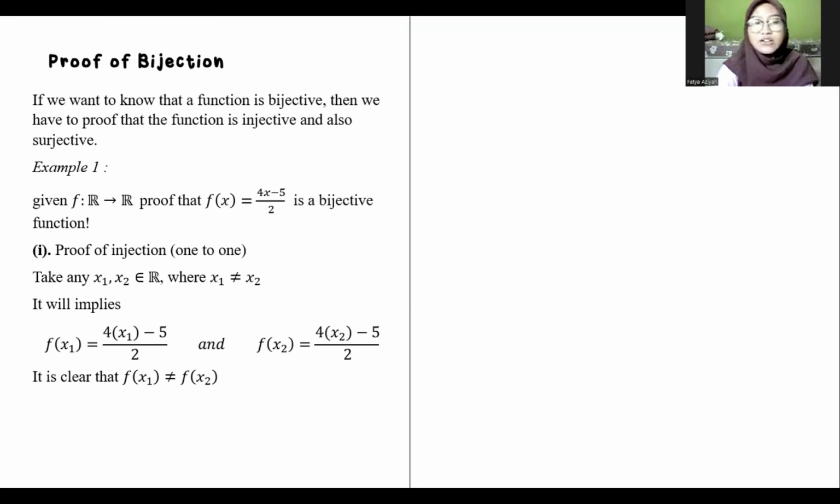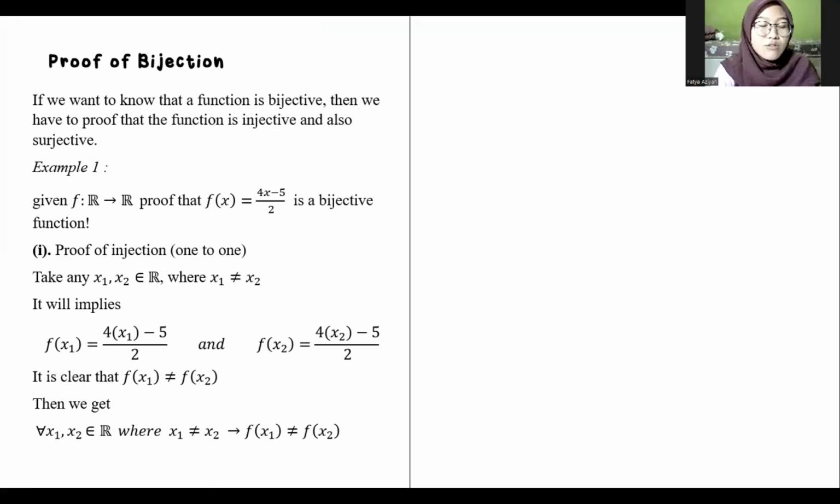And it's clear that f of x1 is not equal to f of x2. It's really pretty clear. Then we get that for every x1 and x2 element of the real number set where x1 is not equal to x2, it implies f of x1 is not equal to f of x2. So we get the definition of the injective function. So this is an injective function, or one-to-one.